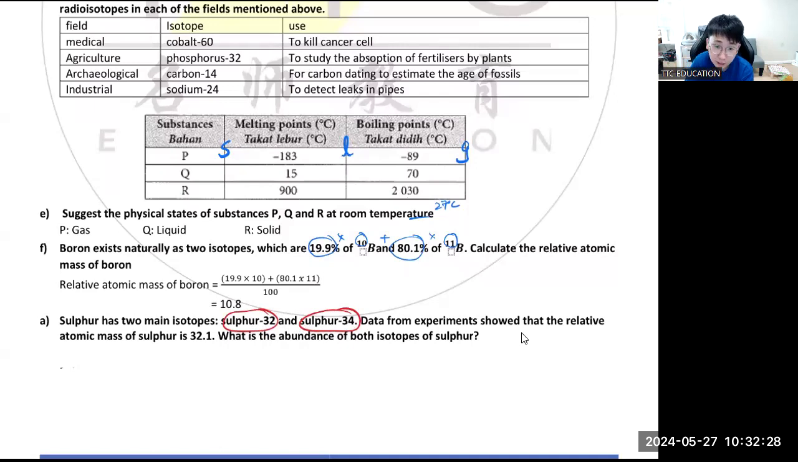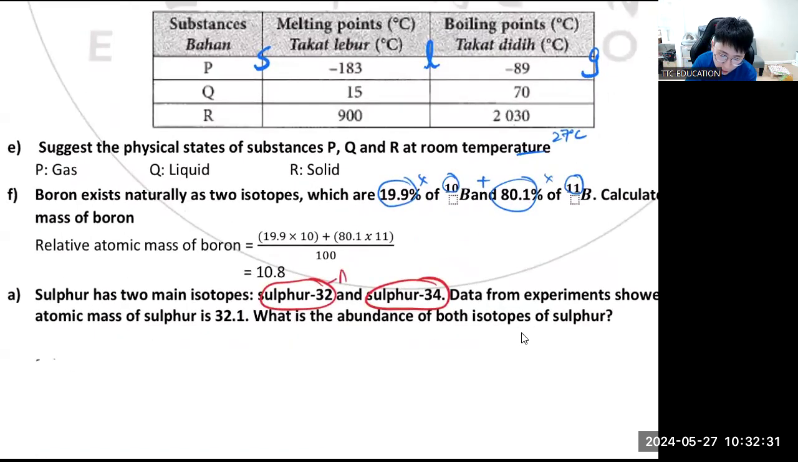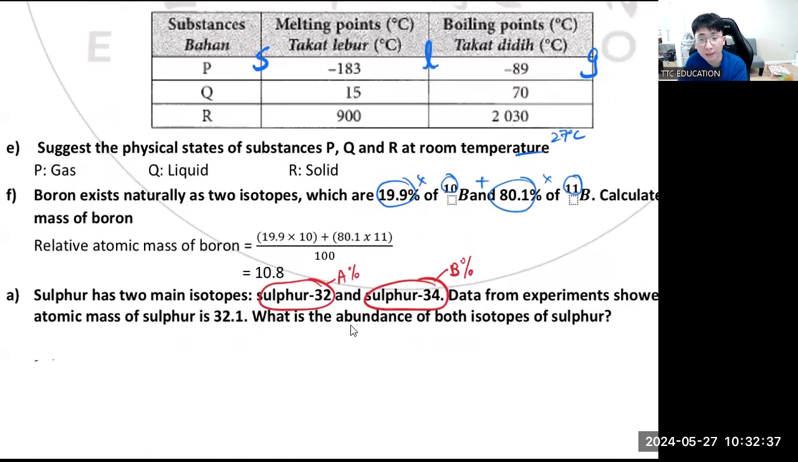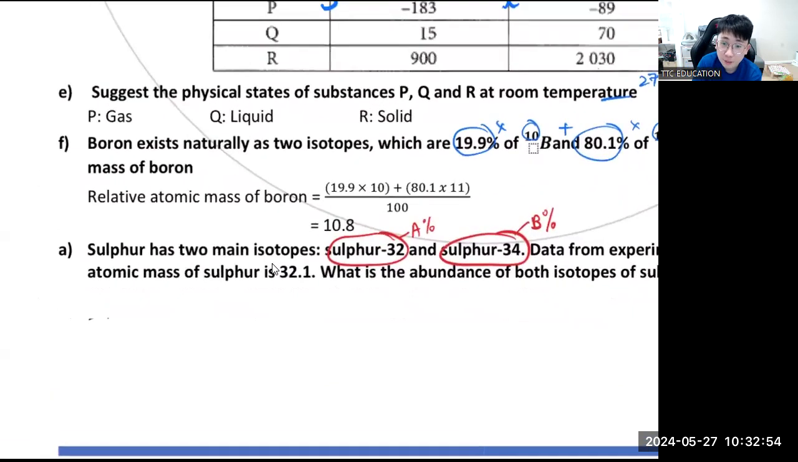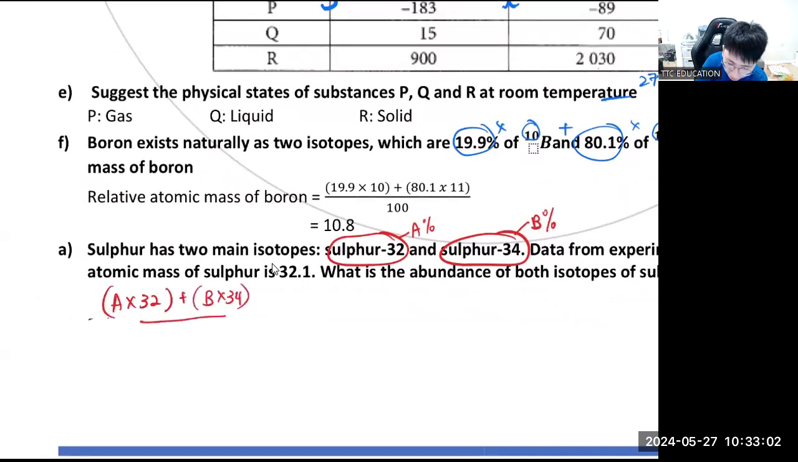So what I can do is label this down first. I will say this is A, this is B. So A percentage and B percentage. So sulfur 32 percentage, I call it A. And then sulfur 34 percentage, I call it B. So you can see from here, we take percentage multiply the atomic mass. So in a simple concept, I take A multiply 32 plus B multiply 34 divide by 100 equals the final answer, 32.1.